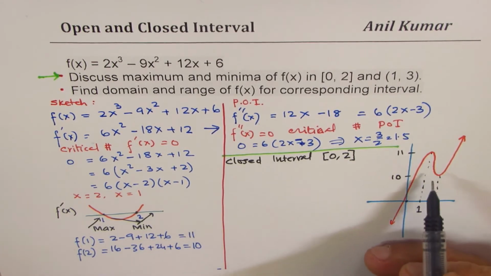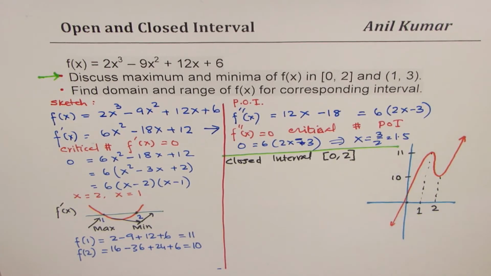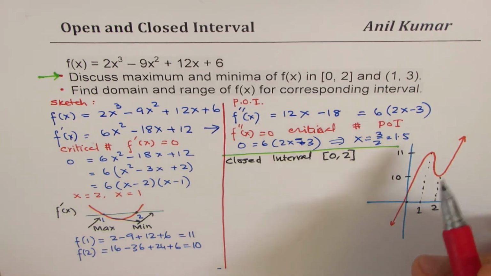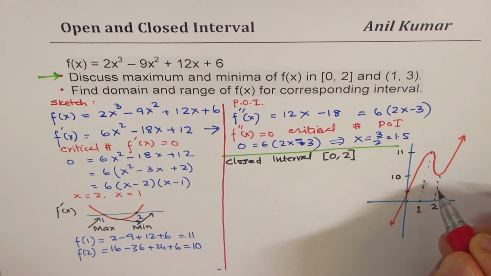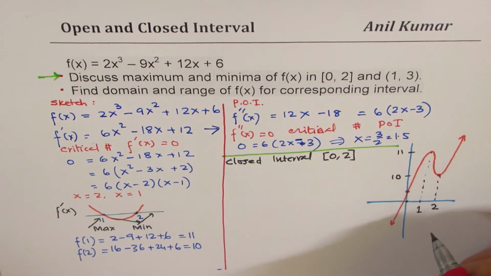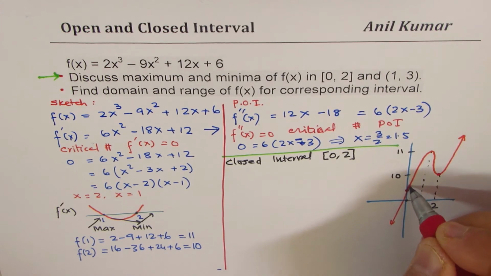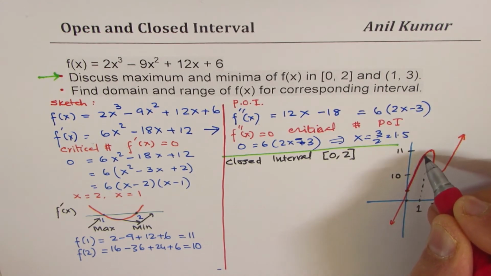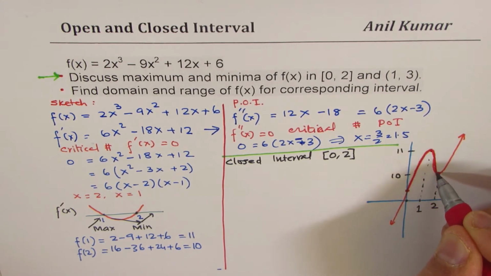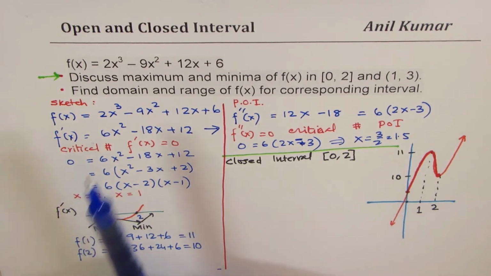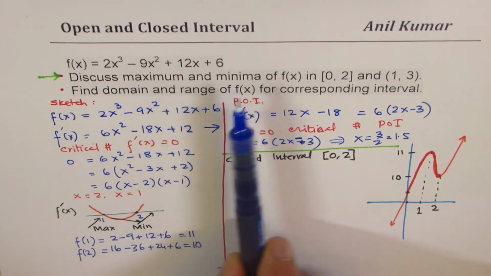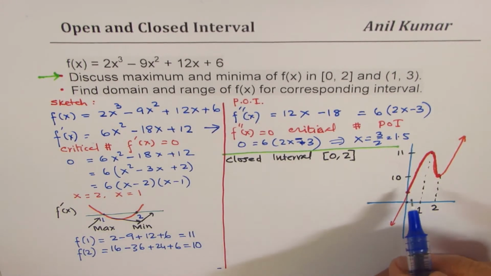Now in the closed interval, all these points are included. Let me highlight my curve in the interval we are interested in, 0 to 2. That means from here to this place. So that is the curve which we are now working on. Right? And now within this closed interval, what do you think is the maximum, what is the minimum? So we have to check.